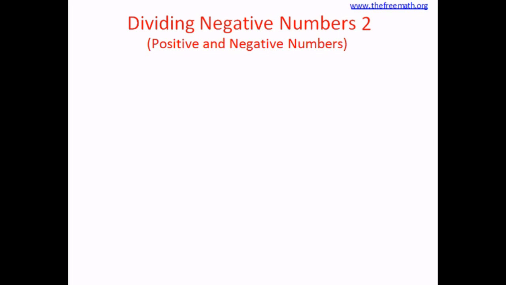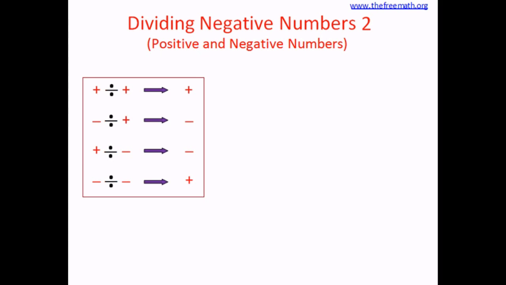Let's solve some problems on dividing positive and negative numbers. You already know the rules of division of positive and negative numbers. When you divide two positive numbers, the result is positive. When you divide a negative number by a positive number or a positive number by a negative number, the result is negative. And when you divide a negative number by a negative number, the result is positive. So let's keep these rules here in front of us and solve some problems.